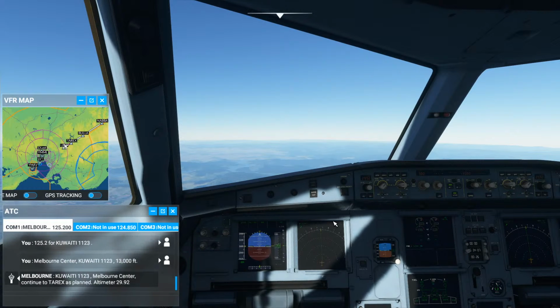Kuwaiti 112 Melbourne Center. Continue to Terex as planned. Altimeter 29.902.